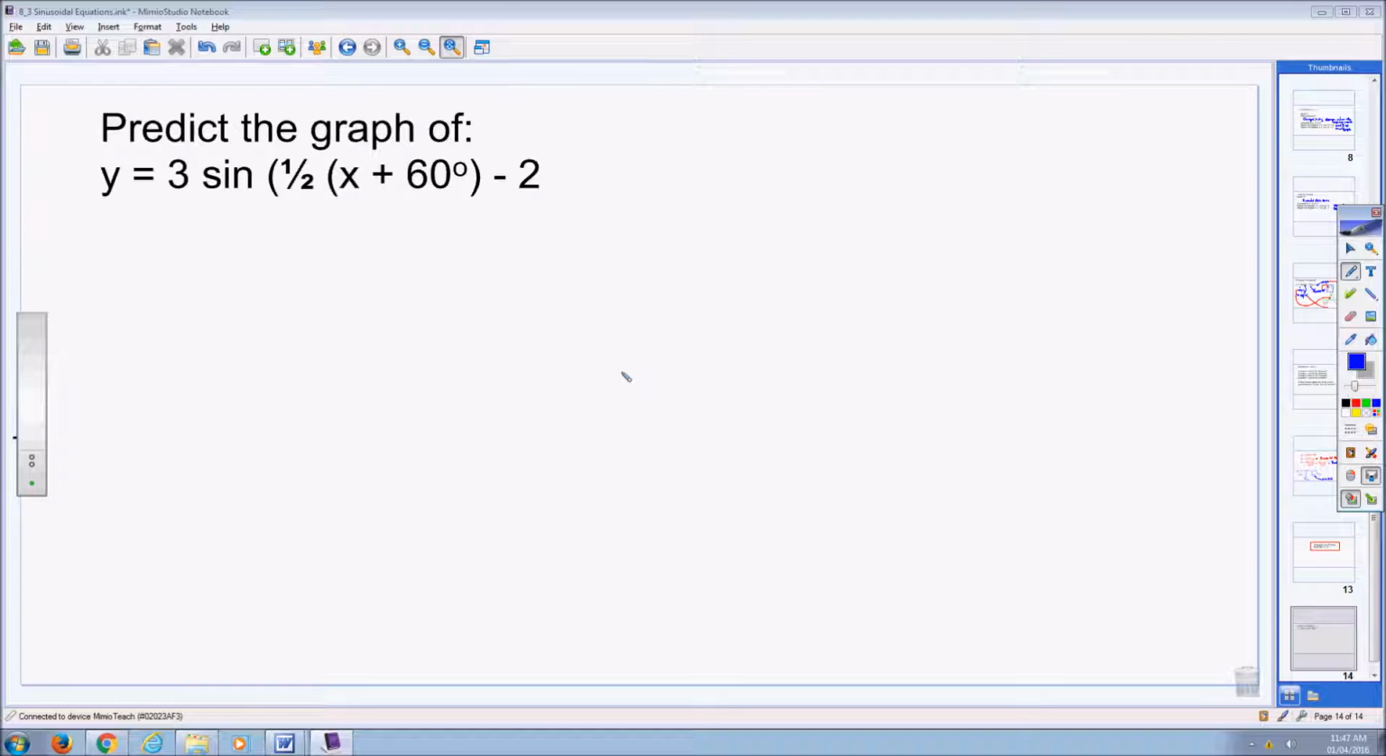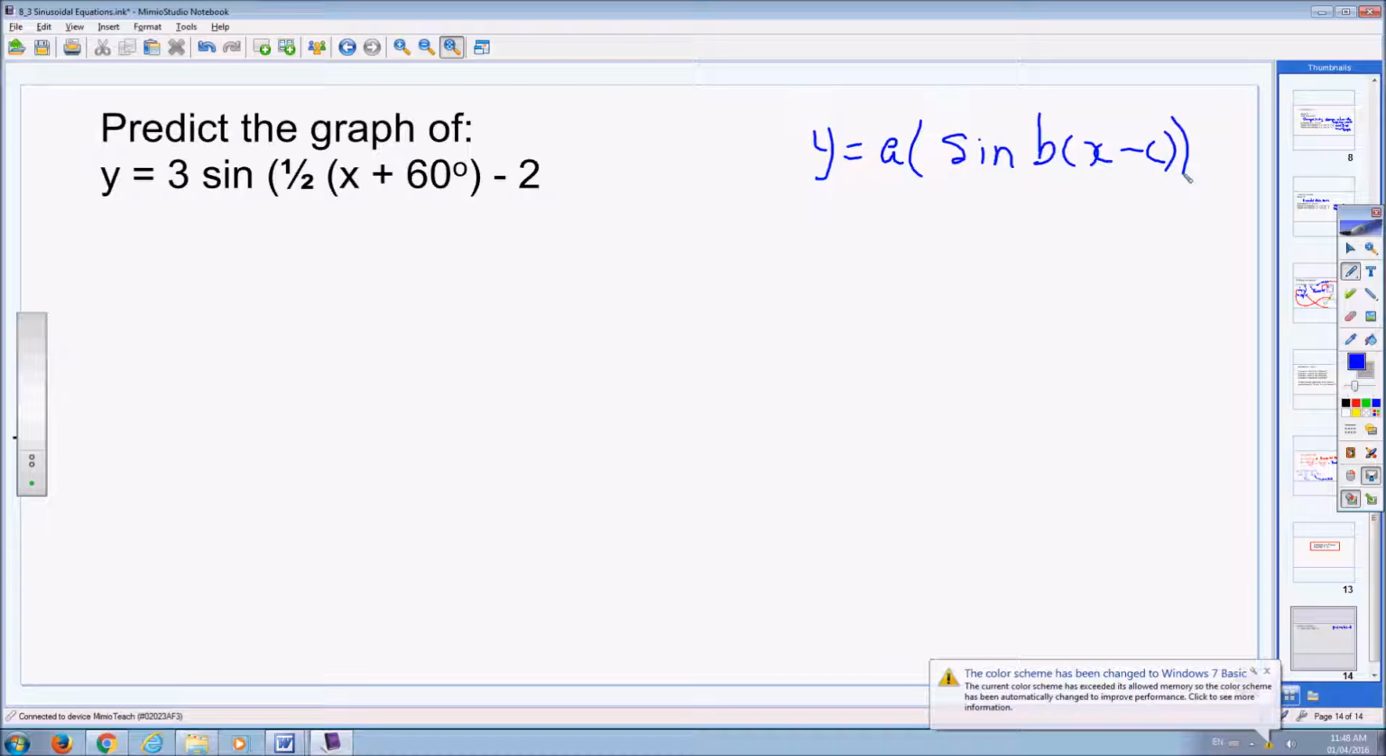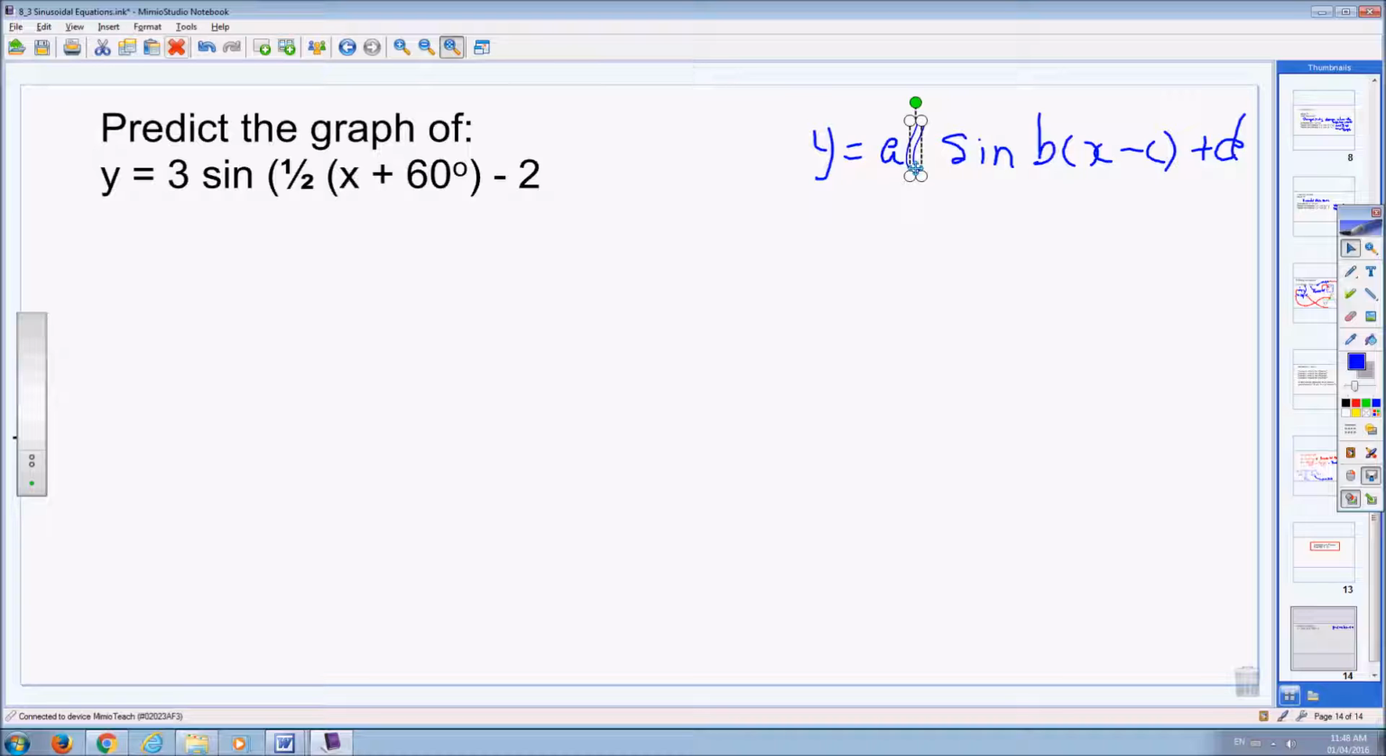So based on what we learned today and our form, we remember that our form is y equals a times sine b x minus c plus d. And I actually used an extra set of brackets here that's not necessary, so I can drop those out. So this is the form that we use.